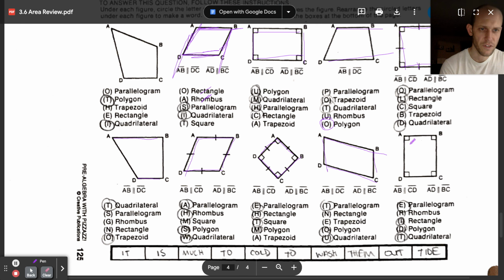And then lastly, looks like a rectangle. AB parallel to CD, AD to BC, so parallelogram. Rectangle because opposite sides are equal in length. It's a polygon, it's a quadrilateral. It's not a rhombus because it doesn't have all sides the same length. So that's classifying shapes for you.